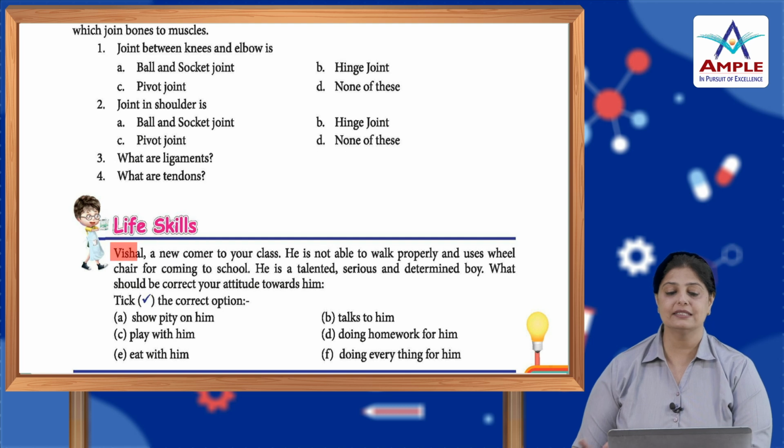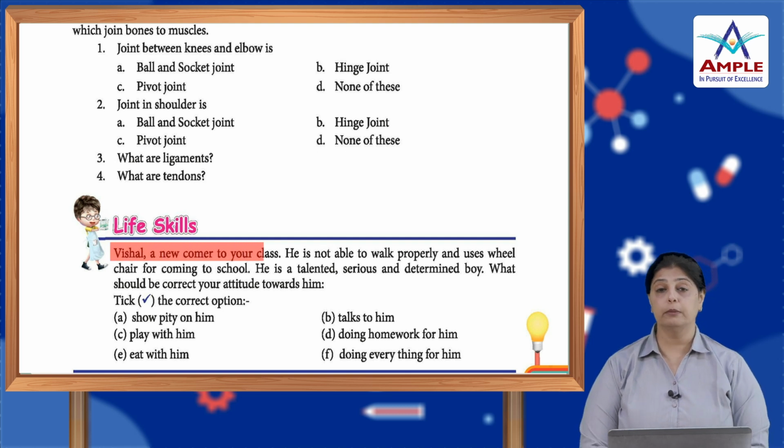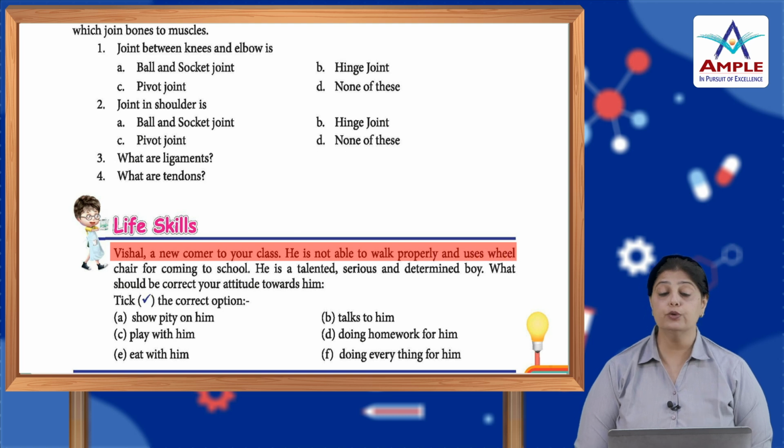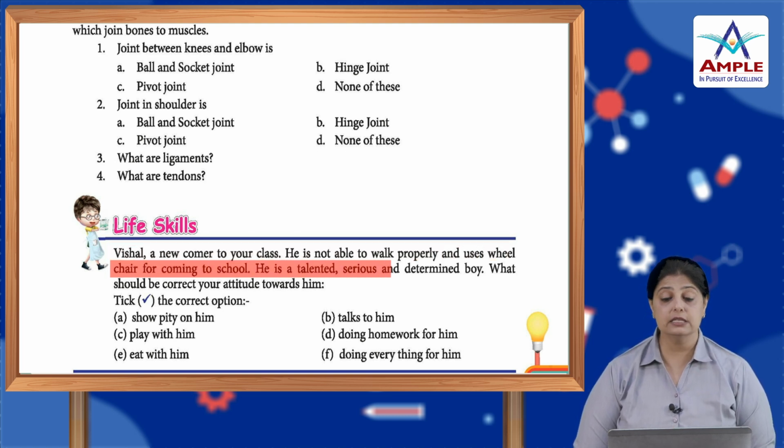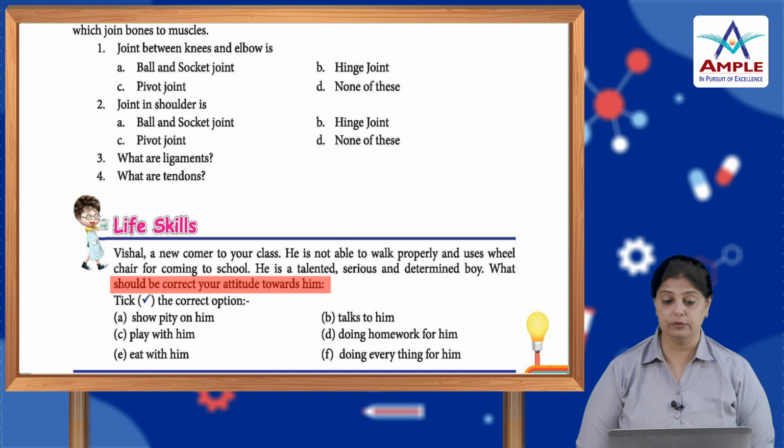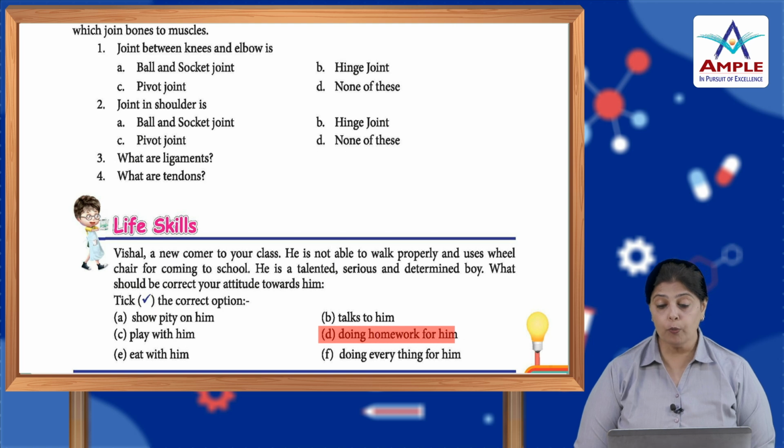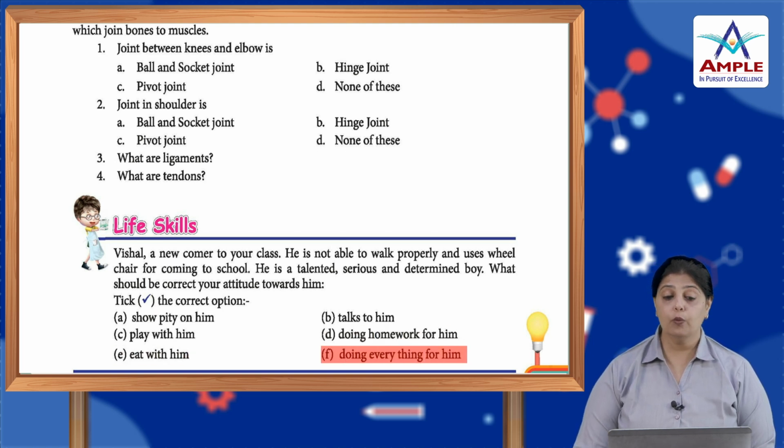Okay. Life skills. Vishal, a newcomer to your class. Okay. He is not able to walk properly and he uses a wheelchair for coming to school. He is a talented, serious and determined boy. What should be the correct attitude towards him? Okay. Take the correct option. Show pity on him, talk to him, play with him, do homework for him, eat with him or do everything for him. What should be the right attitude?